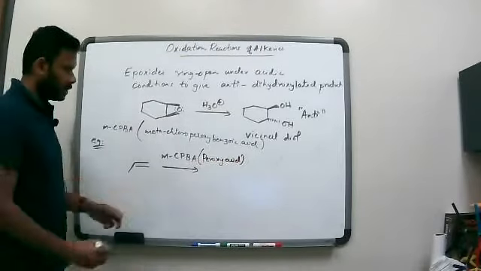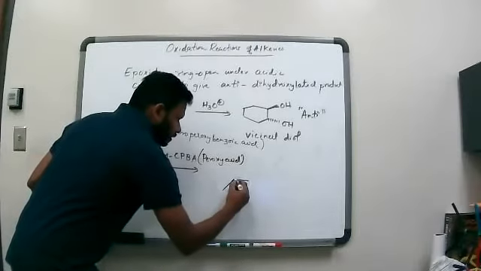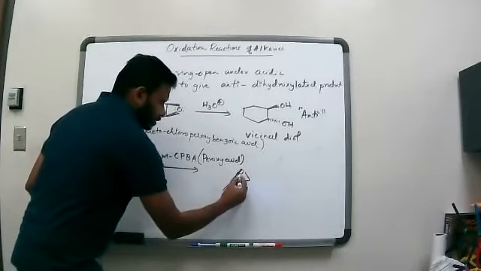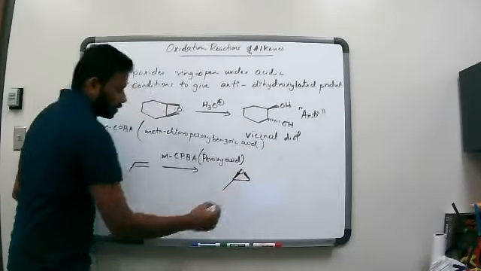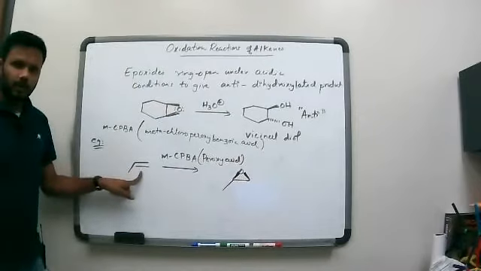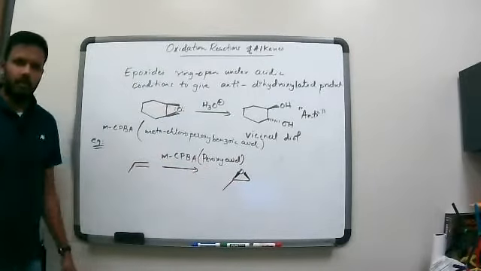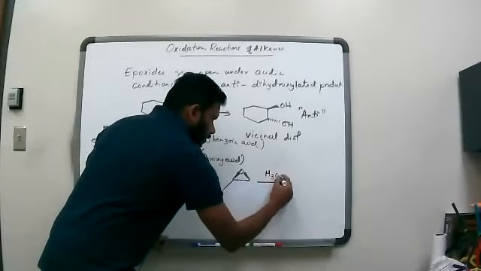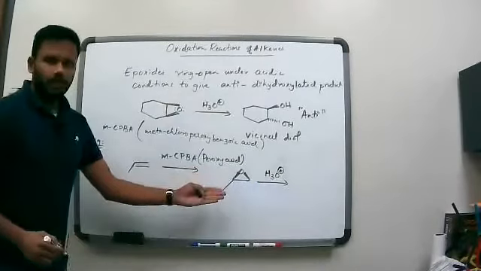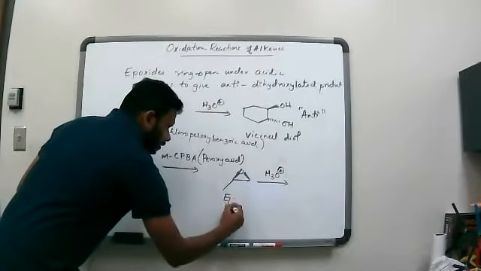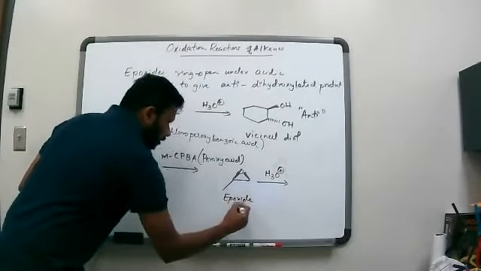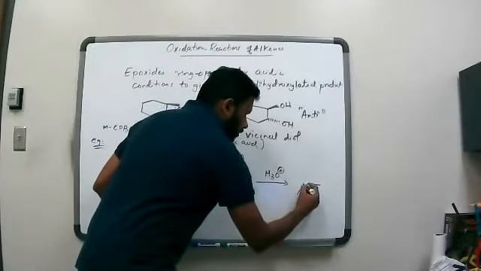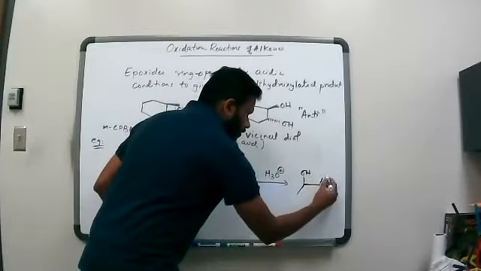If we do this reaction, we will get an epoxide. Wherever the double bond was, we get a 3-member ring over there. And now if we ring open this epoxide with acid, then we will get a diol.